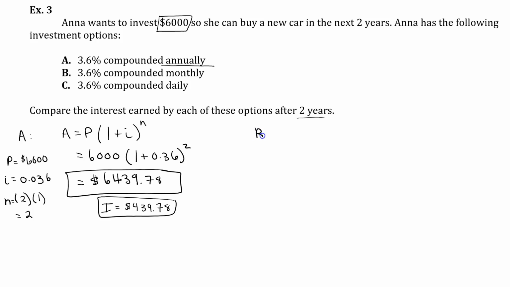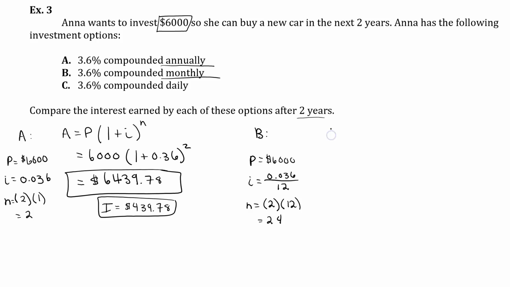Let's look at option B. So option B is compounded monthly. So our principal is just going to stay the same, 6,000. Our i value, though, the interest rate per compounding period, is going to be a little different. It's going to be 0.036 divided by 12 because it's compounded monthly. The number of compounding periods, well, we know that we have 2 years of 12 compounding periods each. So the n value is actually going to be 24.